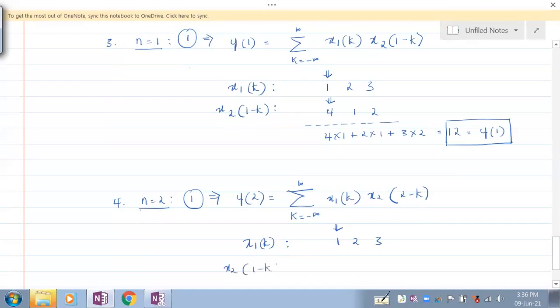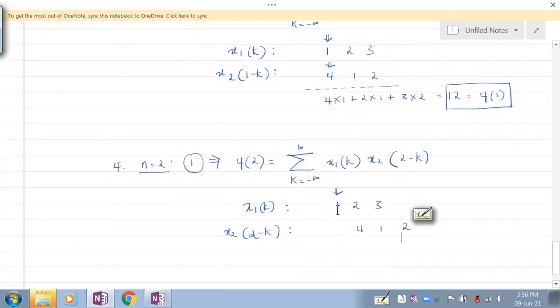x2 of 1 minus, sorry, it's 2 minus k. 2 minus k would be 4, 1, 2. So they are moving now. So the first person here has got nobody to handshake with. He has already handshaken with all the players. So there is no more player to handshake with this person. And the remaining persons have still not handshaken. So they are ready to do that handshaking now. Fine. So now there are again 2 more samples overlapping. So it would be 8 plus 3. So that would be 11.